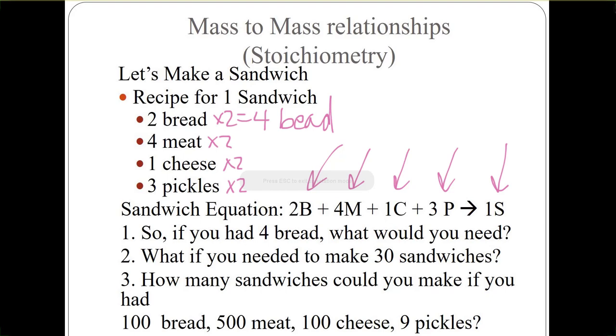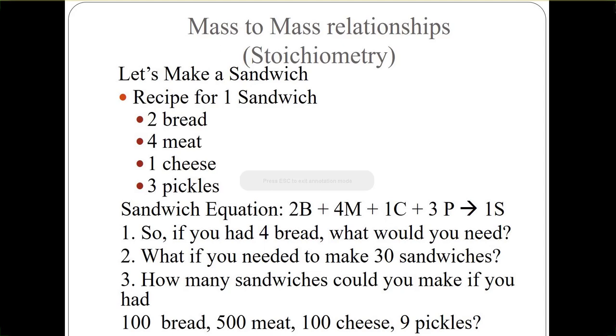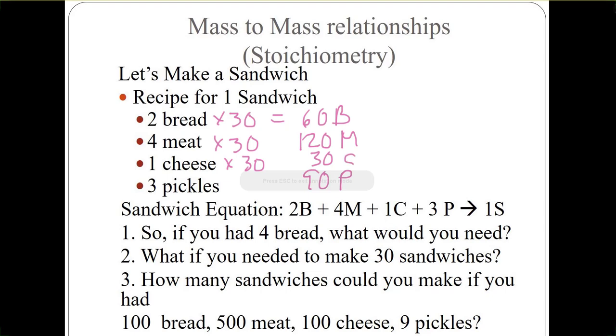Let's look at number 2. What would you need if you needed to make 30 sandwiches? Instead of just doubling it, you would multiply it by 30. So you would follow the same recipe, but you would need 60 pieces of bread, 120 pieces of meat, 30 pieces of cheese, and 90 pickles. So you can see that this recipe holds no matter what you have.